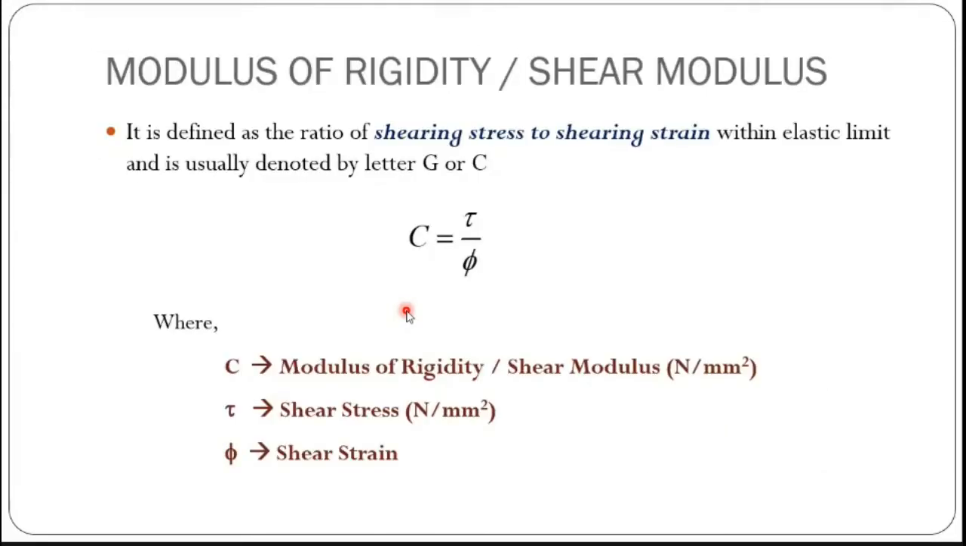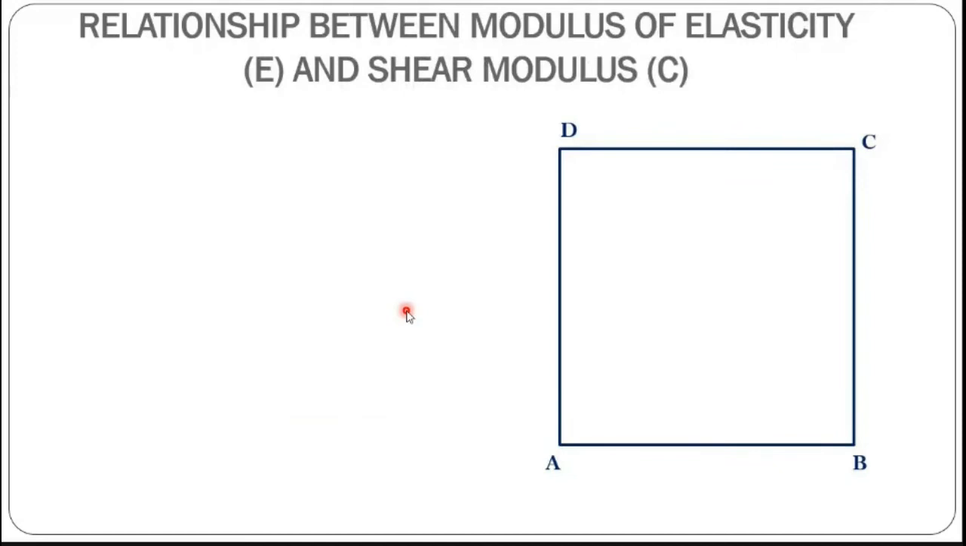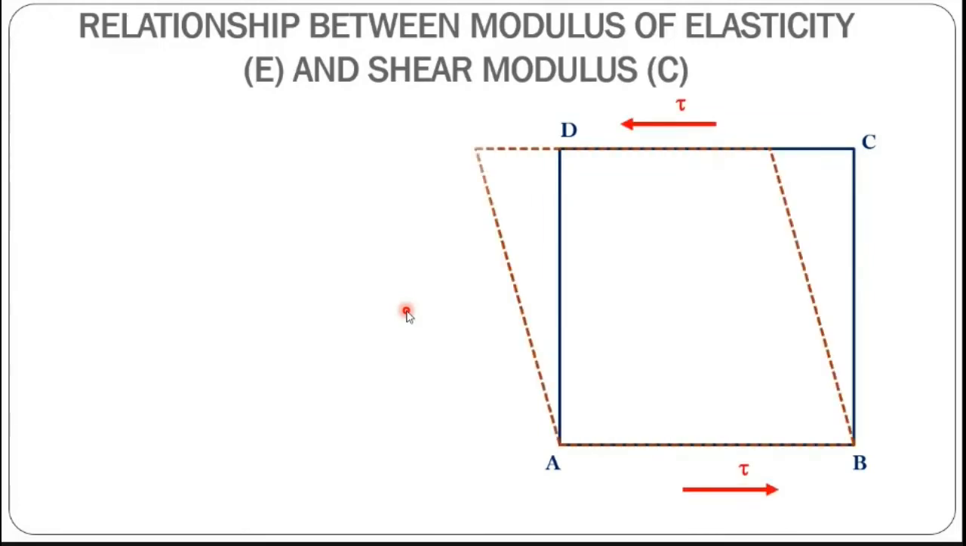The concept is you have two moduli. One is modulus of rigidity or shear modulus. The formula for shear modulus is shear stress by shear strain. So we have a relation. I think this is a little bit complicated, and of course it's not that important.